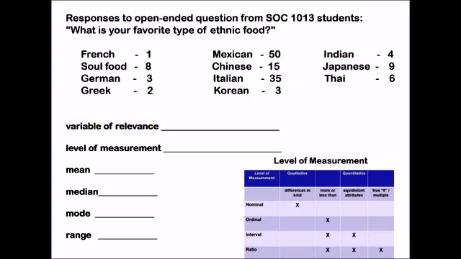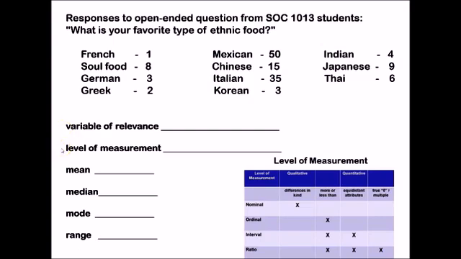Okay, so what's the variable of relevance here? What would you say the variable of relevance is? Could we call it just favorite type of ethnic food? I think that would be a relevant title. And then the attributes would be the various kinds of ethnic foods, right? Okay, so the variable of relevance is favorite kind of ethnic food.